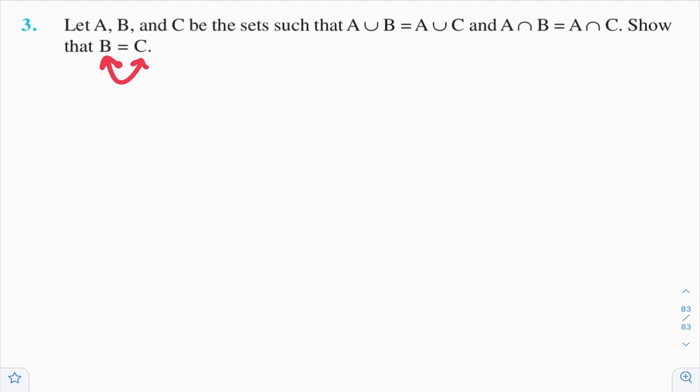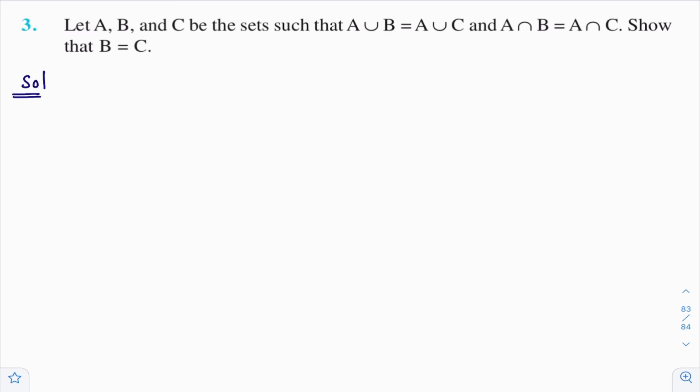When we say two sets are equal, suppose the set B is a subset of C and the set C is a subset of B. In this case, both the cases hold good. Then only we say that the sets B and C are equal. I hope you understand. So to prove that B equals C, first I need to prove that B is a subset of C. Next, I need to prove that C is a subset of B. So let's start the solution.